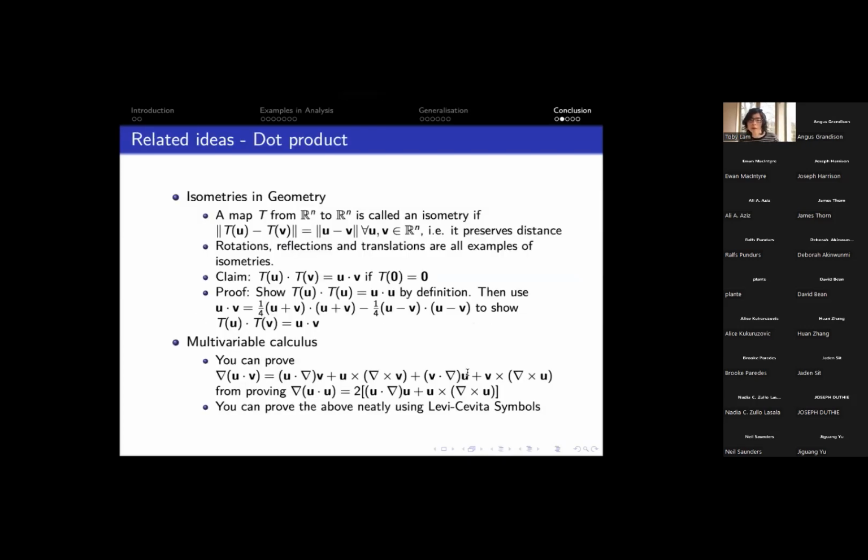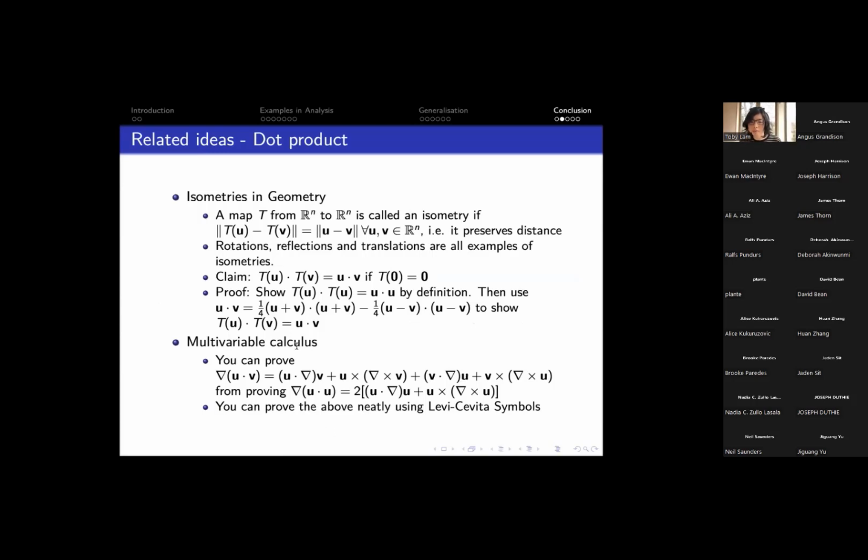The first thing I want to talk about is isometries in geometry. An isometry is a map that preserves distances. So if you have 2 vectors, say these 2 vectors, you're going to have this distance, and no matter how you map these 2 vectors, say you map them to here, this distance is still going to be the same.